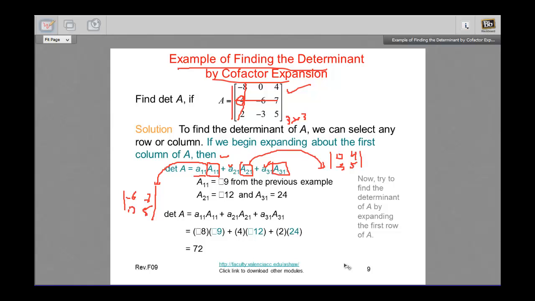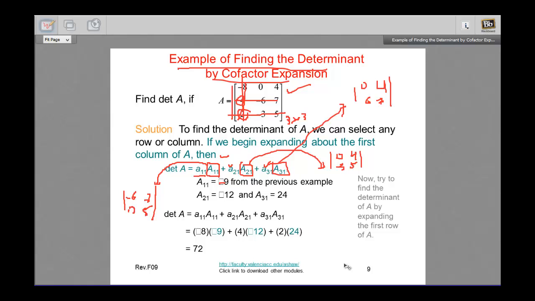Similarly, we can find the determinant of A31. If I delete this row and this column, the rest of the determinant will be 0, 4, 6, 7. So this is the determinant for A31. When they solve these determinants, from the previous example they solved, the value for A11 will be -9.